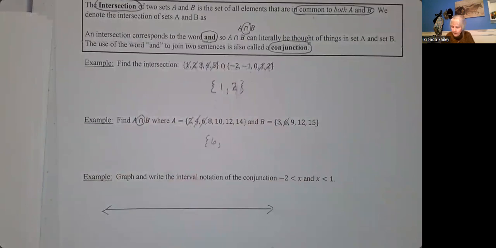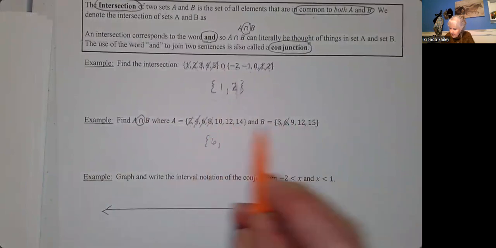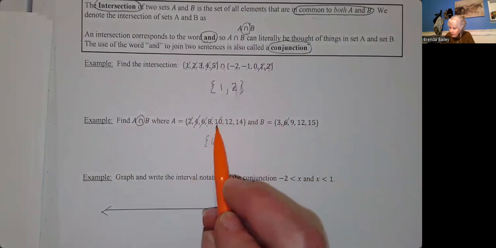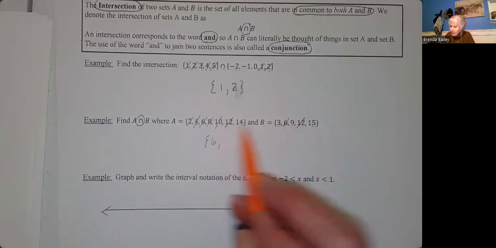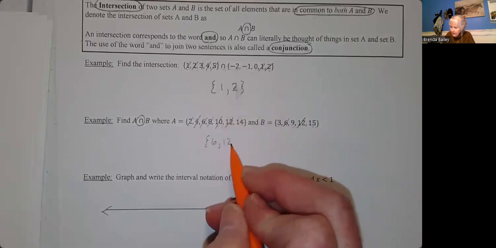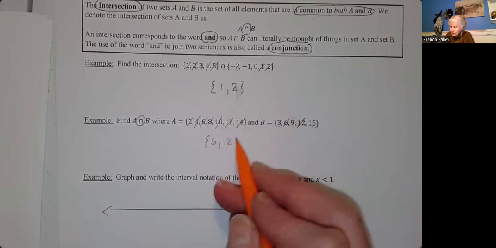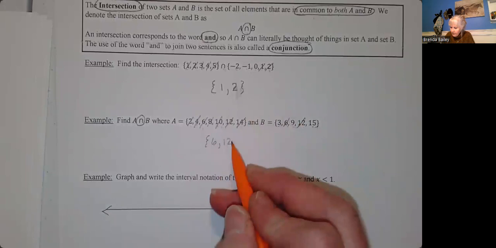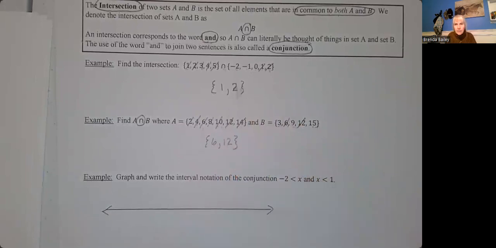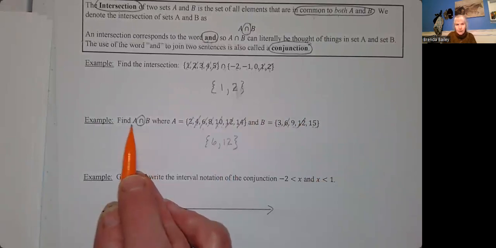That's the number 6. 8, no 8s. 10, no 10. 12. We have a 12. So we have it in both sections of 12. 14, no 14. So here, the only 2 common numbers between both of these sets was 6 and 12. There's your solution set. 6 and 12 is the solution for the intersection of sets A and B.